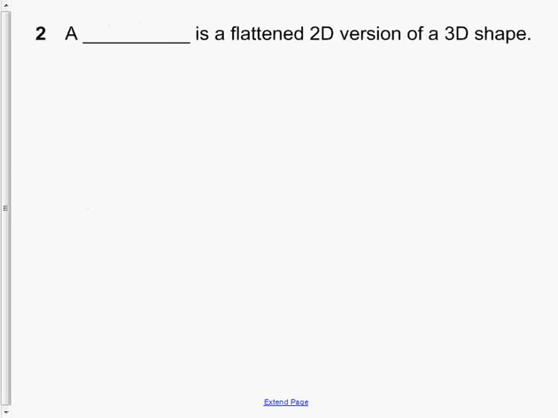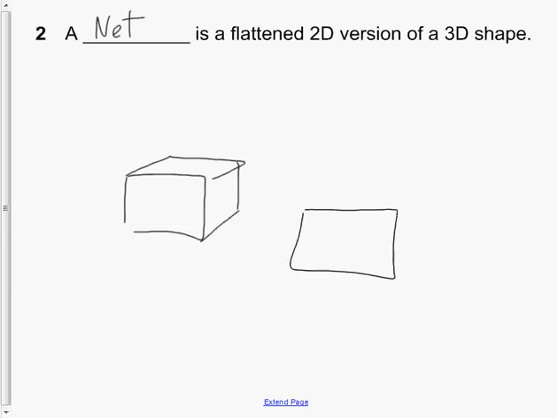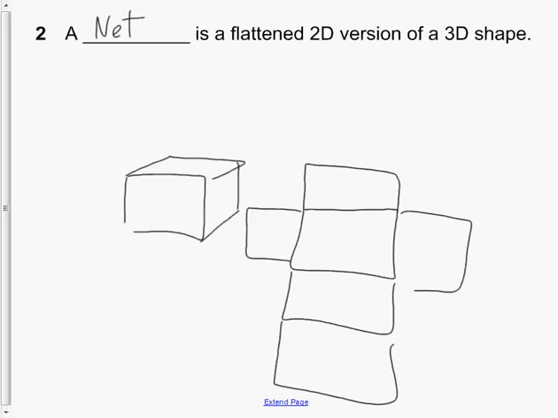Now the next one, question 2, says blank is a flattened 2D version of a 3D shape. The answer for that one is a net. I think the order might be different here, so just find the definition of that, a net. For example, if we have that rectangular prism, and we were to break it down like we would break down a box if we were recycling it, we could break it down something like this, and this is called the net. Okay, just breaking down a 3D object to show all of its faces flattened.